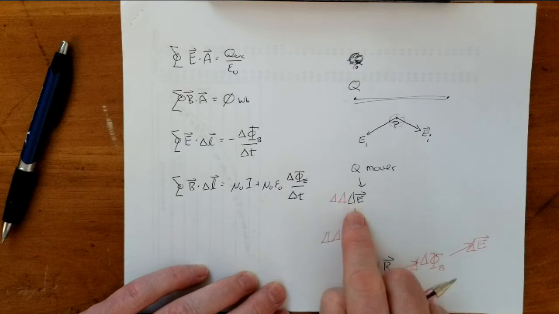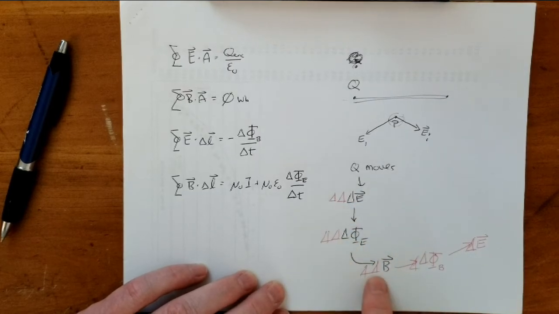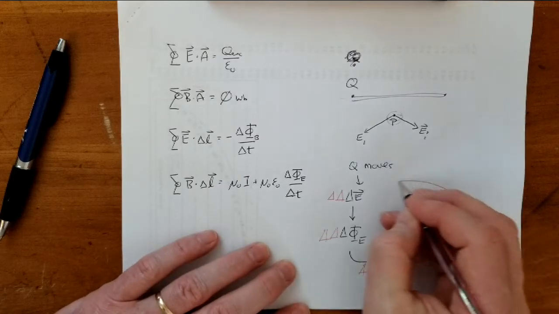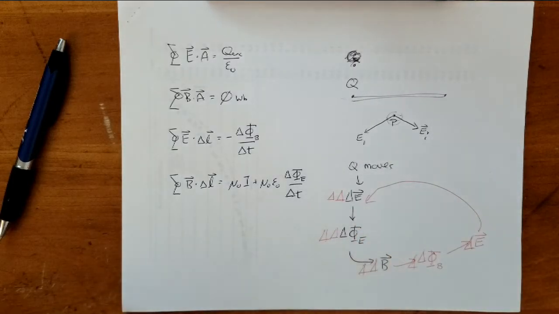So my change in the electric field causes a change in the electric flux, causes a change in the magnetic field, causing a change in the magnetic flux, causing a change in the electric field, and I'm basically cycling back around.